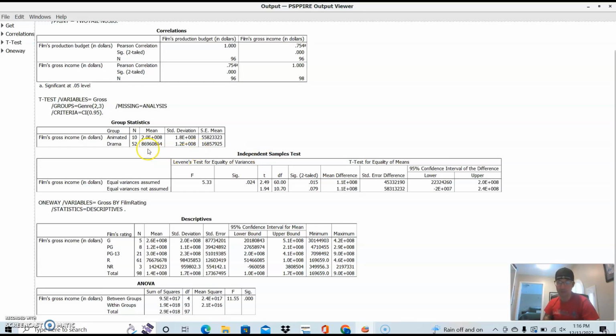There's other information that's embedded in here. If you look, once again, the n value. So we only had 10 animated movies in this data set, but we had 52 dramas. So already it's a little bit questionable because we have fairly limited data on animated and a decent amount of data for drama. So it's hard to say, are we seeing a really good trend? So there's a little bit of questionability there. There's the means for both of them.